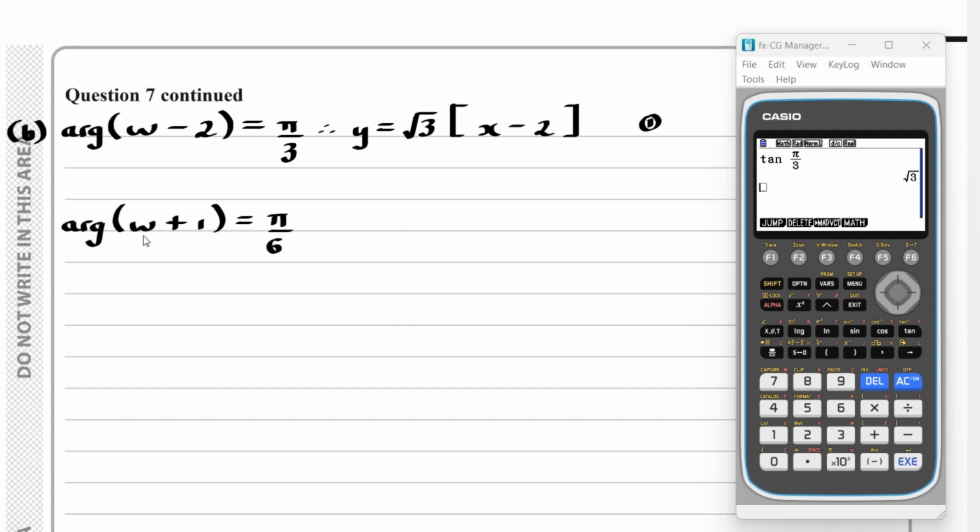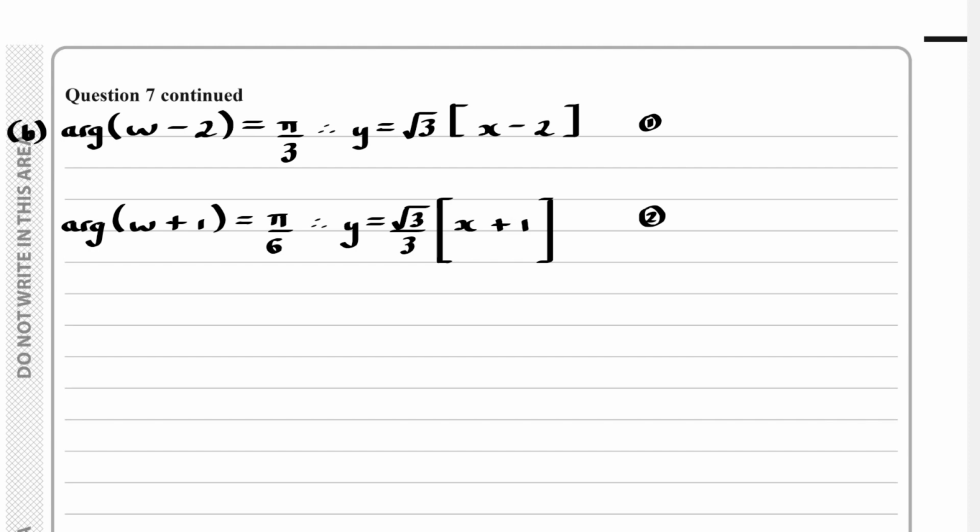And if we've got the argument of w plus 1 equals pi over 6, well, if I actually work out what the tangent of pi over 6 is, we get root 3 over 3, which means we can rewrite this as y equals root 3 over 3 multiplied by x plus 1. So now, if I call this equation 2, to find the complex number which satisfies both the argument of w subtract 2 equals pi over 3 and the argument of w plus 1 equals pi over 6, we can solve equation 1 and 2 simultaneously.